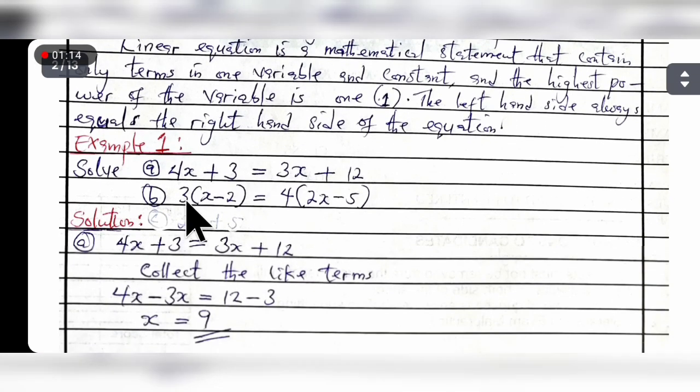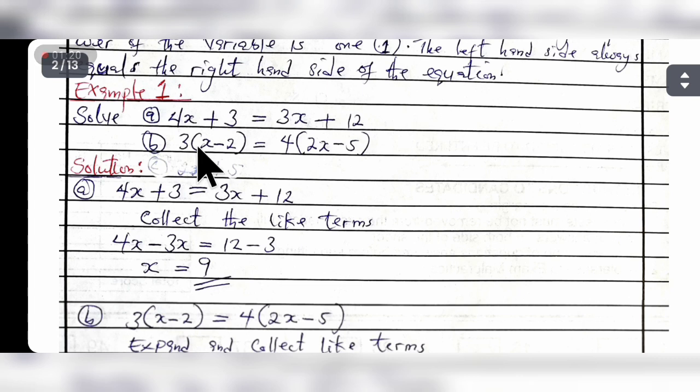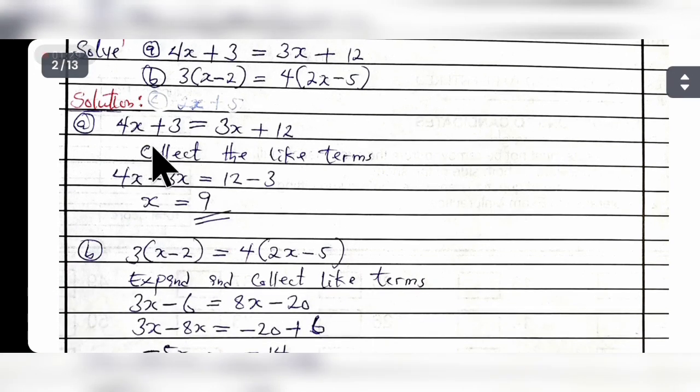Example 1: solve 4x plus 3 equals 3x plus 12. Example 2: 3 into (x minus 2), close the bracket, equals 4 into (2x minus 5). Solution: if you have something like this, 4x plus 3 equals 3x plus 12, you collect the like terms. Collecting the like terms means arranging those that have the unknowns on one side, and the ones that are constants or don't have unknowns on the other side.